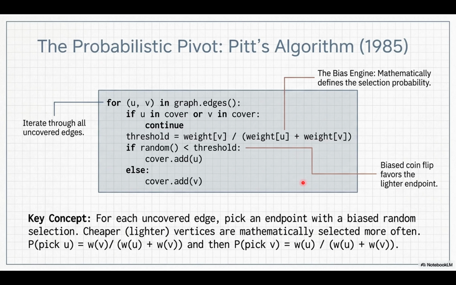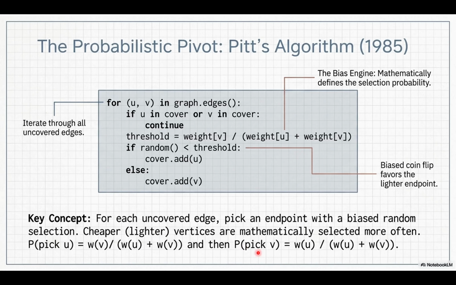Okay, here's where it gets really interesting. Let's apply Pitt's math to that 100 versus 1 trap. Let's do it. To find the probability of the algorithm making the stupid choice, picking the heavy 100 weight vertex, the formula takes the weight of the other vertex, which is 1, and divides it by the total weight of both, which is 101. Right. So 1 divided by 101. That means there's less than a 1% chance the algorithm makes the wrong choice. And conversely, the probability of picking the optimal light vertex is 100 divided by 101, so a 99% chance of success. It's like a rigged roulette wheel. Almost the entire wheel is painted with the winning cheap outcome.